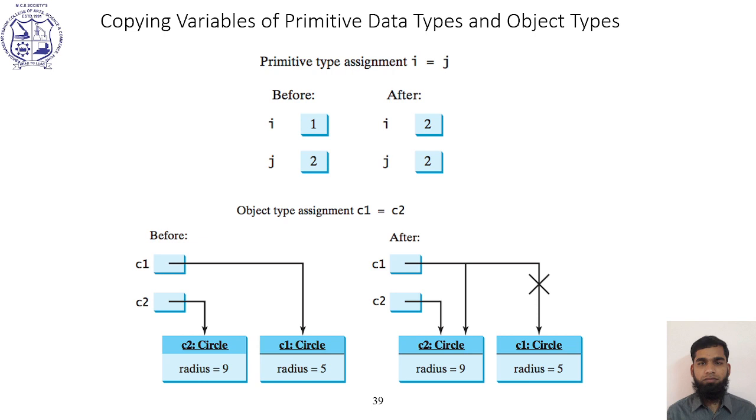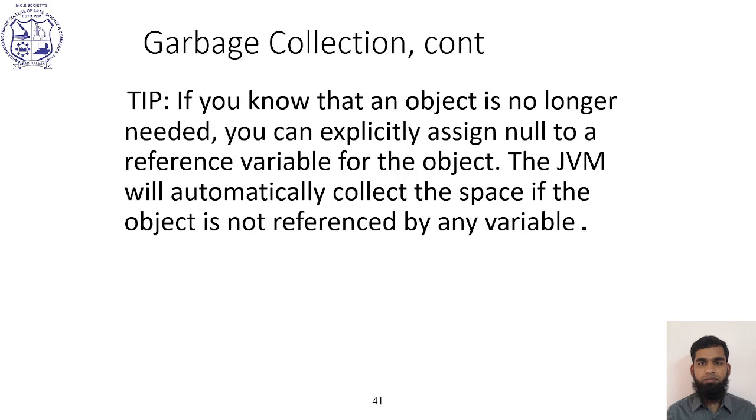Whenever we are assigning for the circle C1 the radius value 5, and the radius value for C2 is 9, when we initialize again C1 is equal to C2, so C1 also gets the value 9, but the radius value 5 is garbage. If you know an object is no longer needed, you can explicitly assign null to a reference variable for the object. The JVM will automatically collect the space if the object is not referenced by any variable.